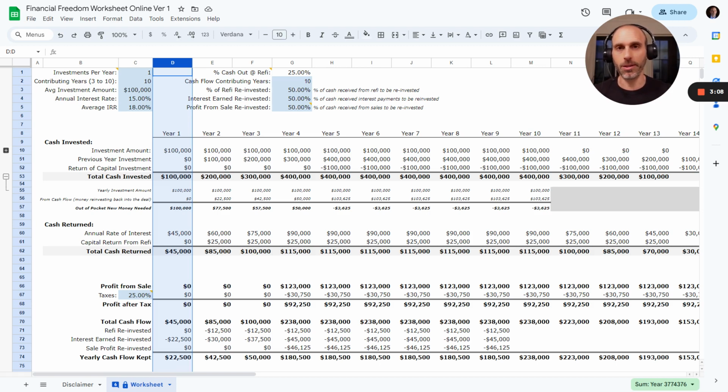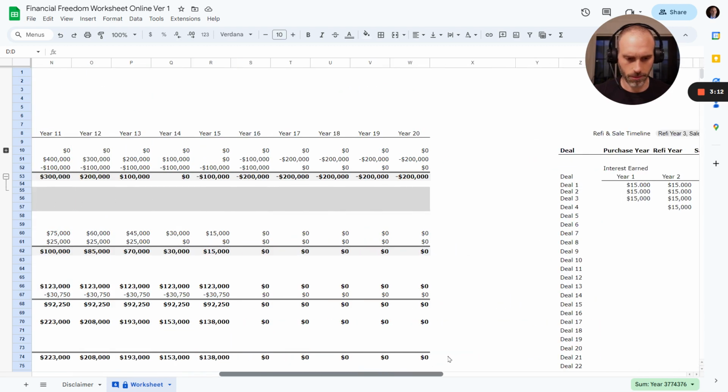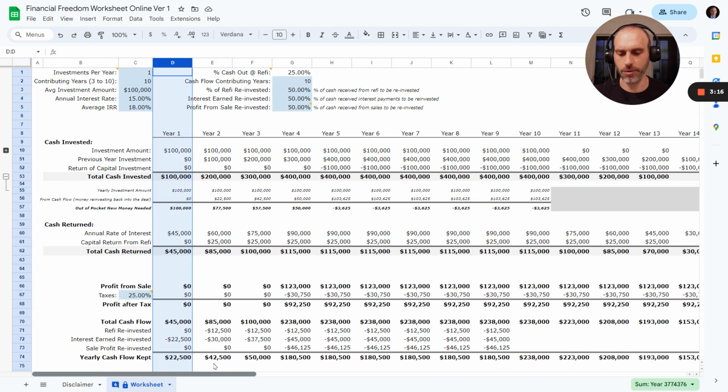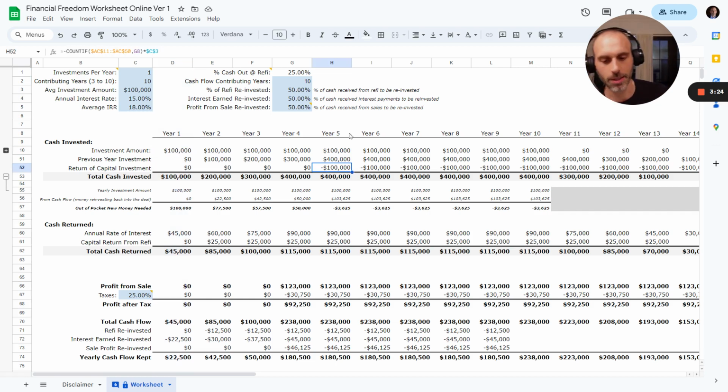So the logic in this worksheet, I think we have it set for a refi in year 3 and a sale in year 5. And there's another way to toggle that. That means every 3 years we're doing a refinance and we're selling the property in year 5. That's why this $100,000 is coming back to us in year 5, because we're selling it.